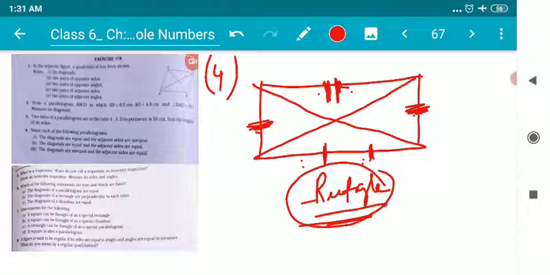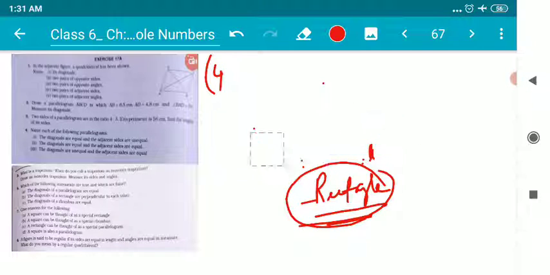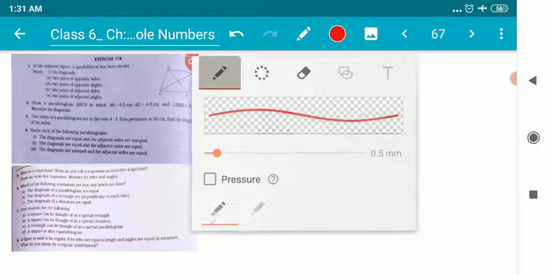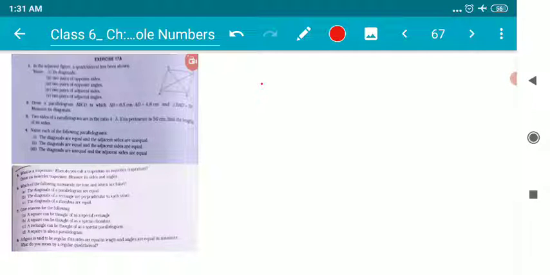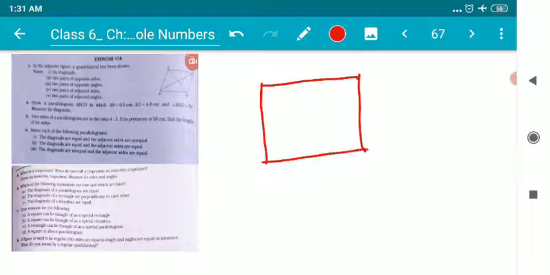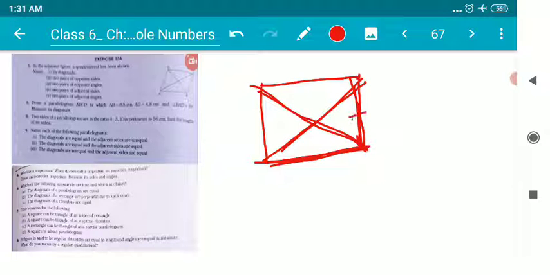Now the next one is: diagonals are equal and adjacent sides are also equal. Children, if we draw a square, the diagonals of a square are of equal length, and the measure of the adjacent sides are equal. This side is equal to this side is equal to this side is equal to this side. So all these adjacent sides are of equal measure, and it is a special parallelogram. So the answer of this question B will be square.